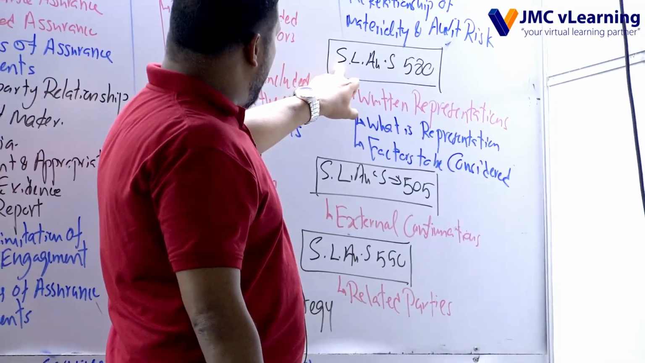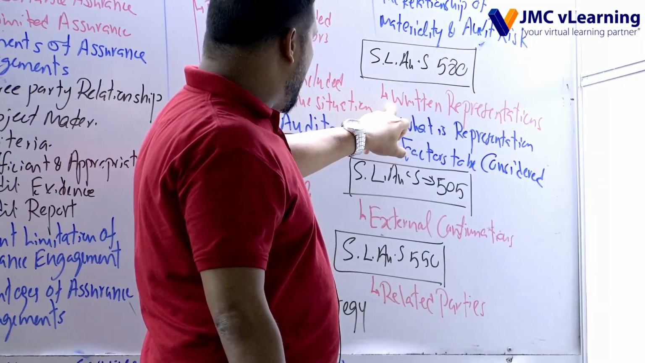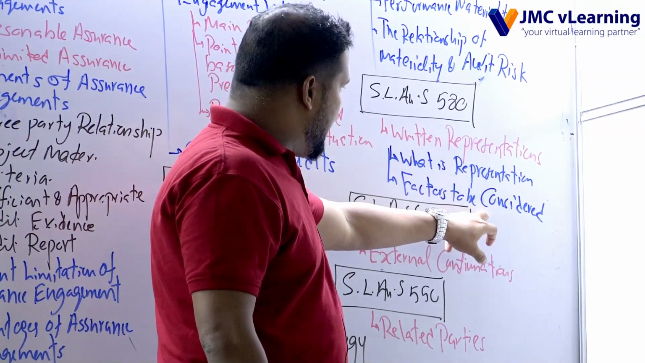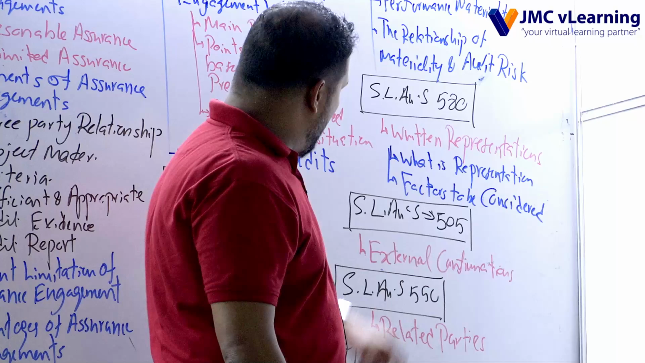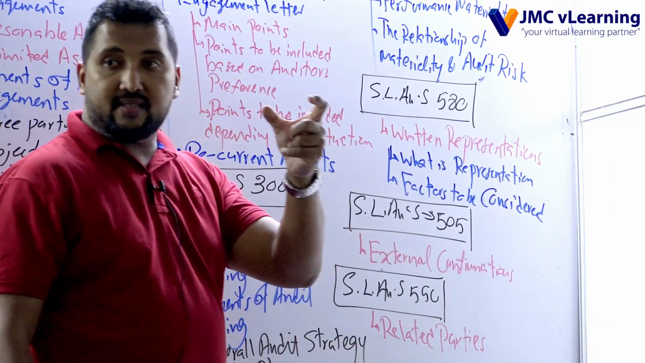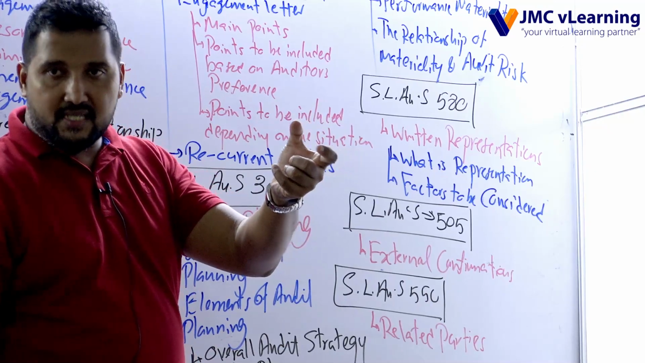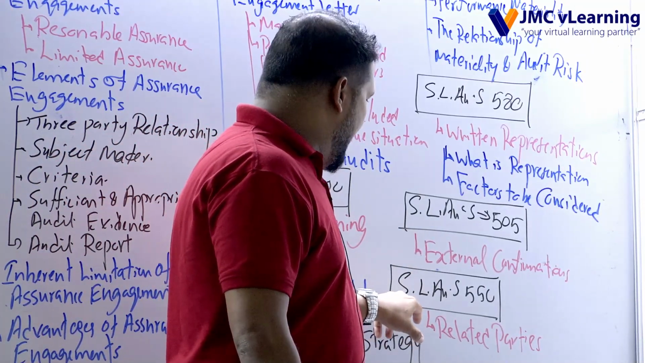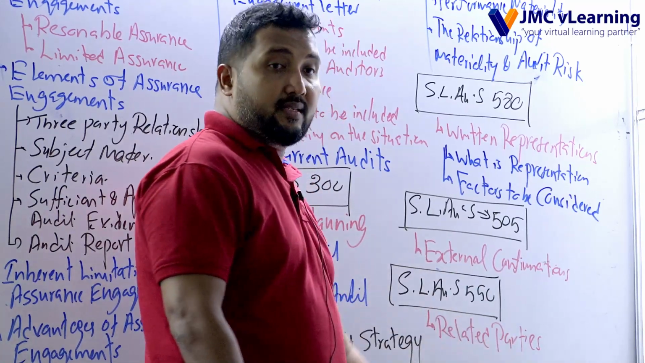Then moving on to SLS 580, written representation. We discuss the definition of representation and the factors to be considered once you obtain a representation as well. Then we discuss SLS 505, external confirmation. We further segregated it into positive confirmation requests as well as negative confirmation requests. Then finally today we discuss SLS 550, that is basically related parties.